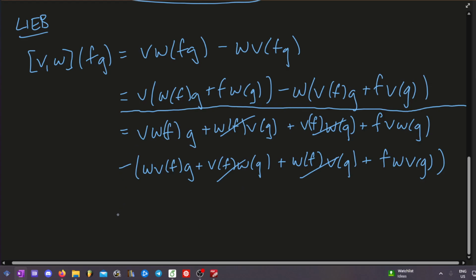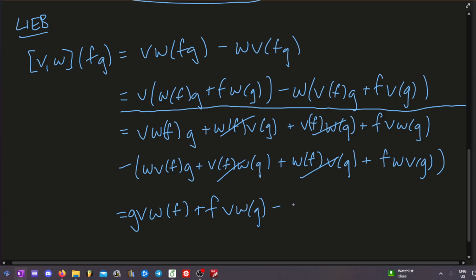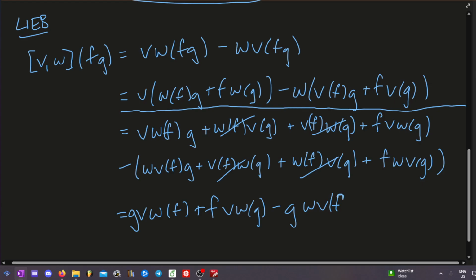Now let's write what we have left. So vw, actually I'm going to put the g out front here. g times vw on f plus f times vw on g minus g times wv on f minus f times wv on g. Okay, so this is a little more clear for me now.